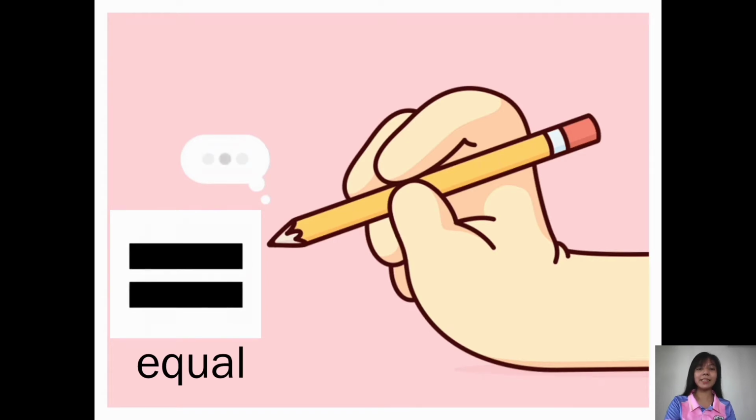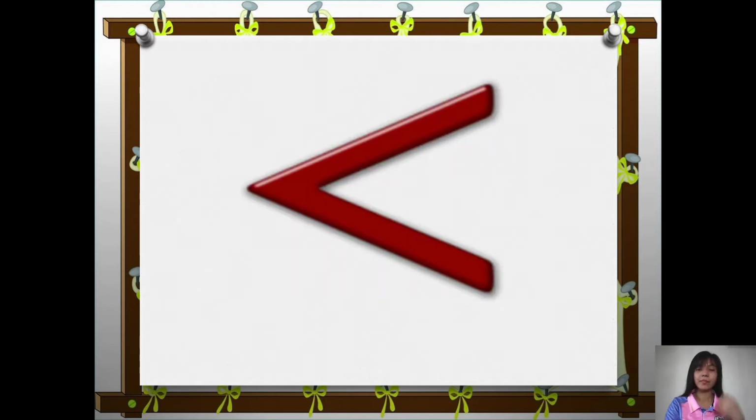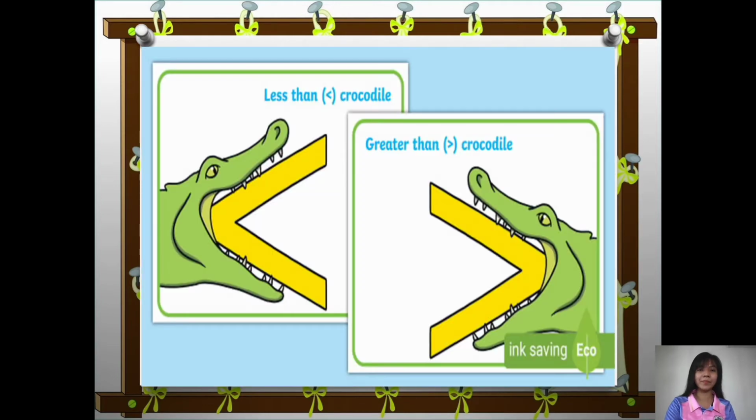Next, this symbol is called more than or greater than. Again, it is greater than, more than, or greater than. Alright, next. Another symbol here is called less than or smaller than. Everybody say it again. Less than or smaller than.